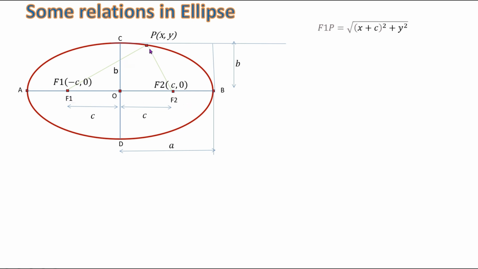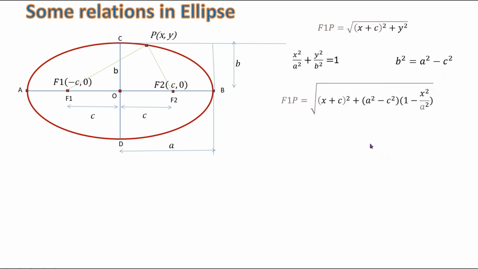What is the F1 to P distance? It is the distance between these 2 points, like square root of (x plus c) whole square plus y square. We know the elliptic equation already, we derived it: x square by a square plus y square by b square equal to 1. Another one we know, a square is equal to b square plus c square. If you want the b square term, it is a square minus c square. So the y square term I will substitute over here, and b square I will substitute as a square minus c square.